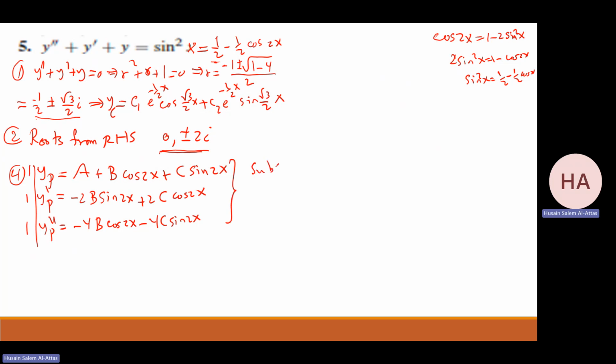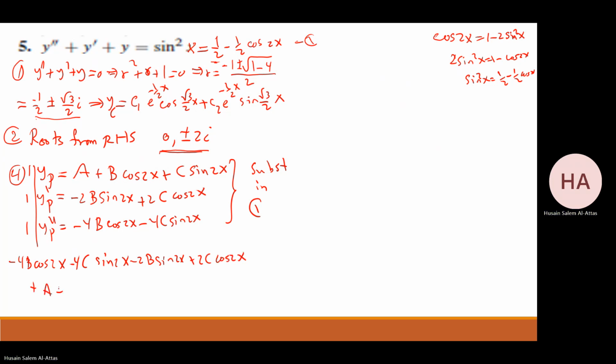So I need to substitute in equation 1. So I have minus 4b cosine 2x minus 4c sine 2x minus 2b sine 2x plus 2c cosine 2x plus a plus b cosine 2x plus c sine 2x. That will be equal to half minus half cosine 2x.